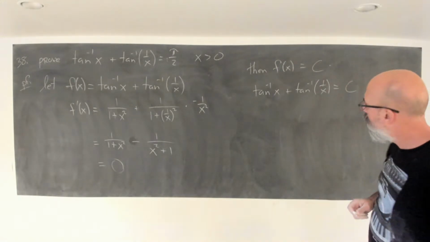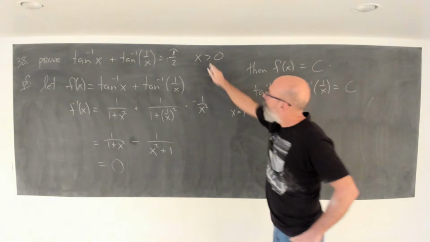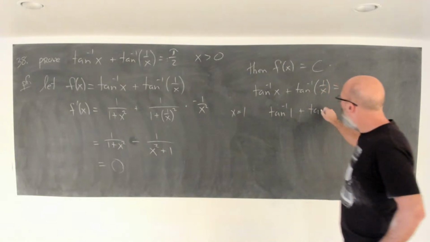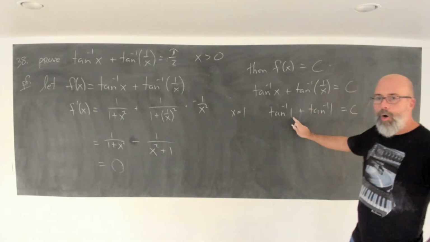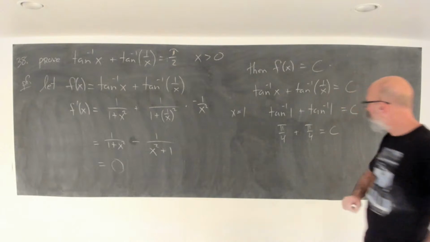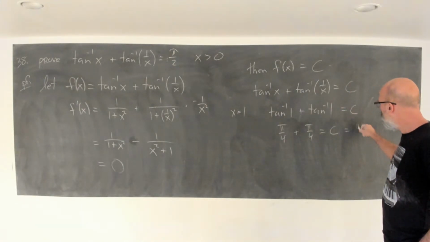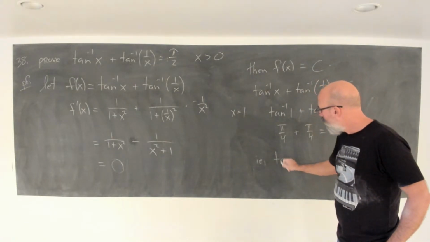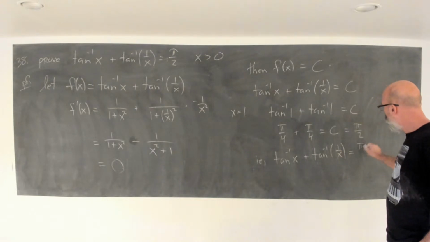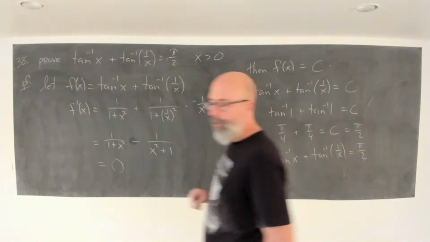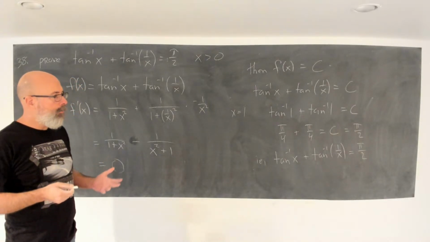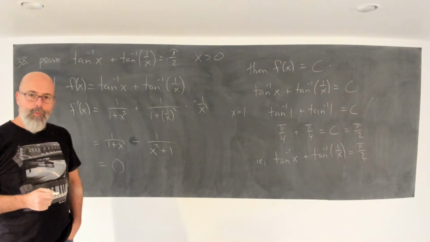Take any value you want, plug it in, any value bigger than 0. So if x is 1, you get arctan 1 plus arctan 1 is c, but arctan of 1 is, you know what it is. There it is. Very nice. And now you can try to prove some trig identities in the same way.